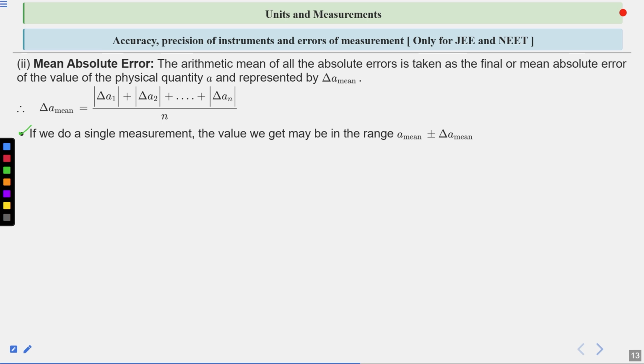If we do a single measurement, listen carefully. If we do a single measurement, the value we get may be in the range A mean plus or minus ΔA mean, where A mean is the mean value and ΔA mean is the mean absolute error. So this is the form of a single measurement.